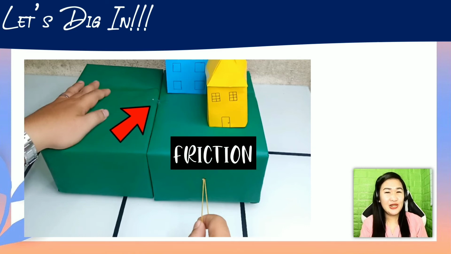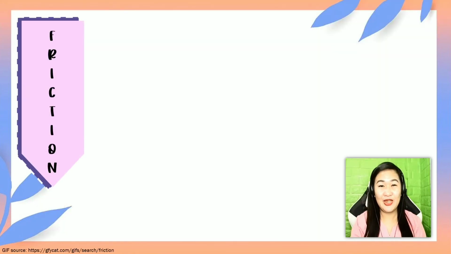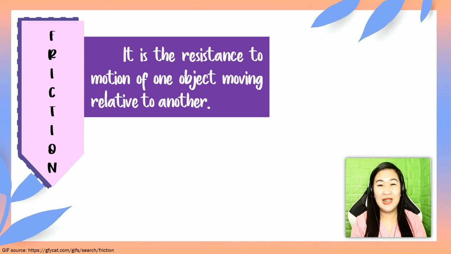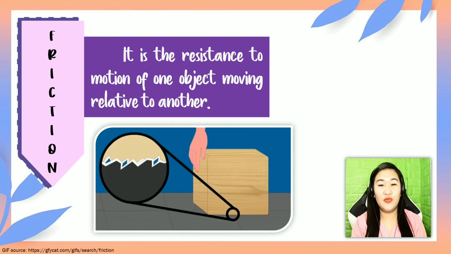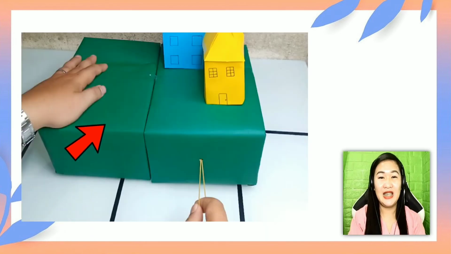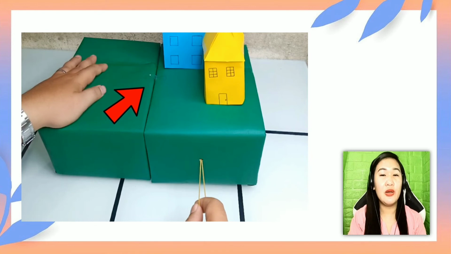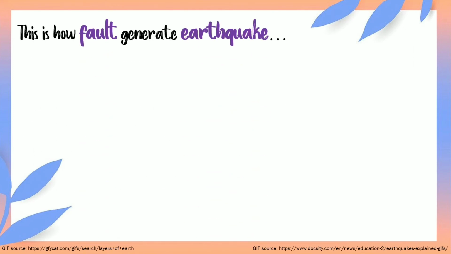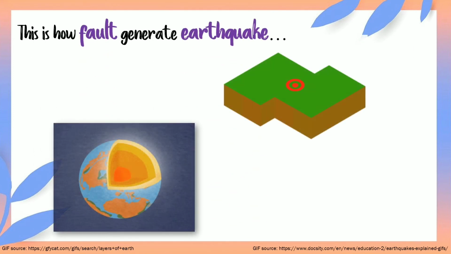But do you still remember what friction is? When we say friction, it is the resistance to motion of one object moving relative to another. If the tape is too sticky, it will never come off no matter how much the rubber band is pulled. But since we tape it just enough for it to come off, the box jolts forward. This is how a fault generates an earthquake.